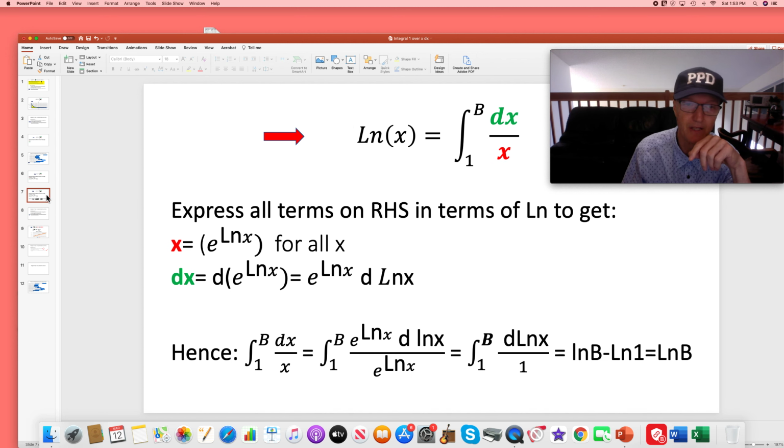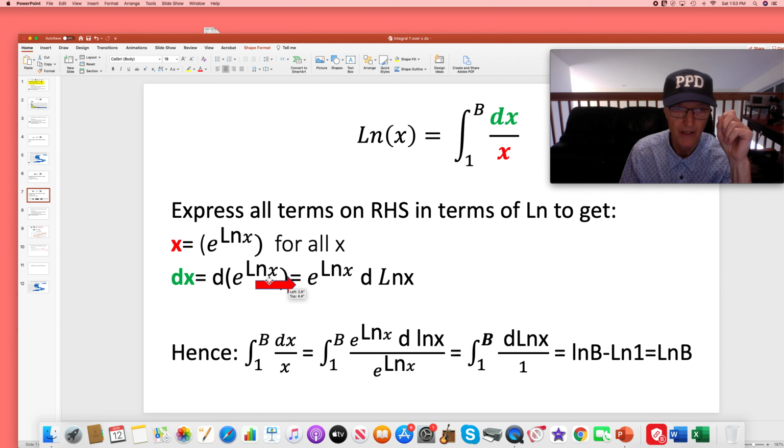X here goes in the bottom, and it's going to be ln x, e to the ln x. And there we see it right there, e to the ln x. And dx is equal to e to the ln x times d ln x. So that goes in the top, because dx is on the top here. So I put it in, e to the ln x, d ln x.